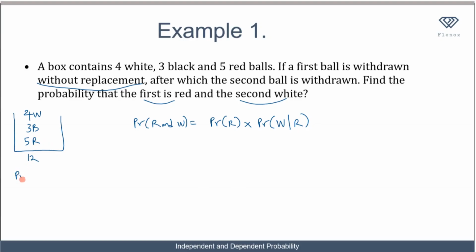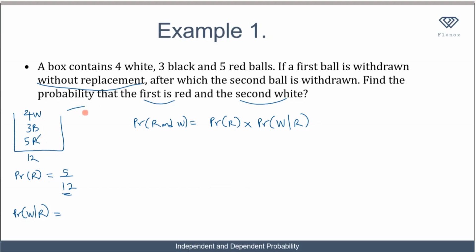So what is the probability of picking the red ball first? So now the probability of picking a red ball will be equal to what? Probability of picking a red ball here is 5 over the total number, which is 12. So this is the probability of picking a red ball. How about the probability of picking a white ball given that I've picked a red ball? What would that be? Now if we think about it, I withdrew one of the red balls. So I took one of the red balls out of this basket and I didn't replace it back like in the other case.